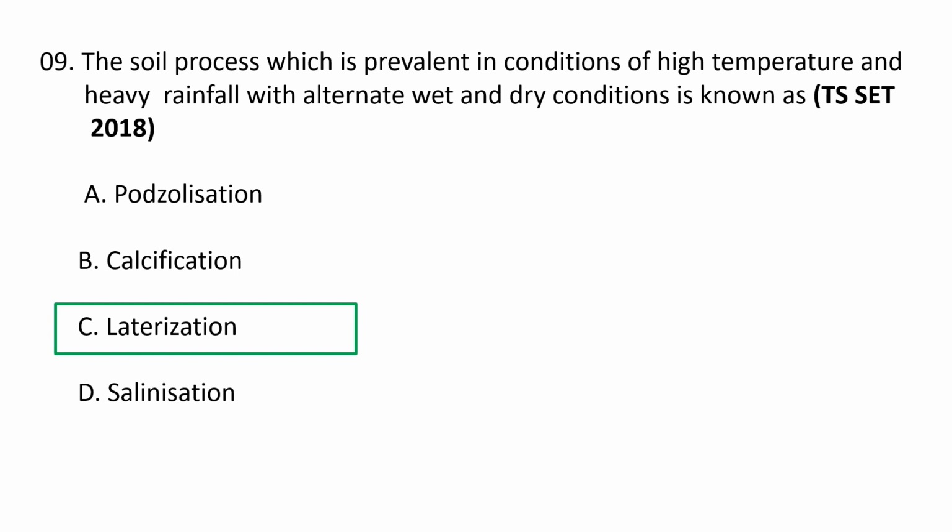The soil process which is prevalent in conditions of high temperature and heavy rainfall with alternate wet and dry conditions is laterization. Podzolization is a process of soil formation that especially happens in humid regions, where leaching of the upper layers happens, whereas material accumulates in the lower layers. With the help of this characteristic, development of horizons can be seen. In calcification there is accumulation of calcium, and salinization is the accumulation of salinity. So the process prevalent in conditions of high temperatures and heavy rainfall with alternate wet and dry conditions is known as laterization.